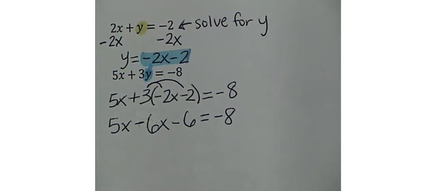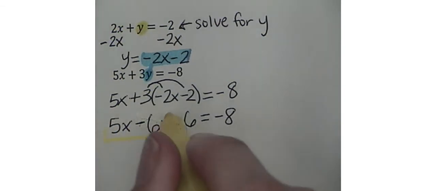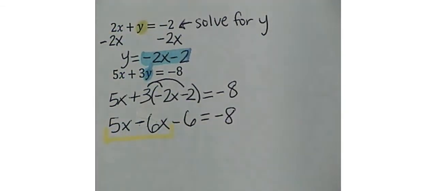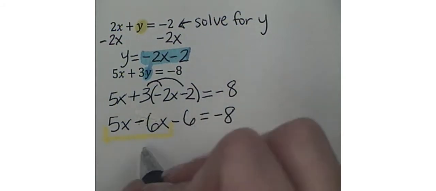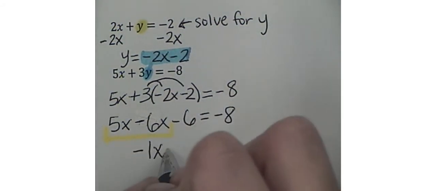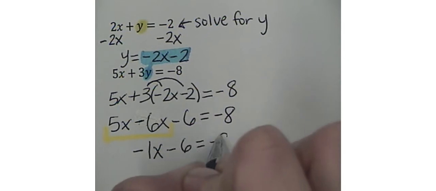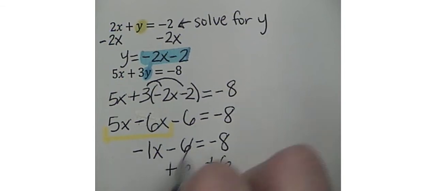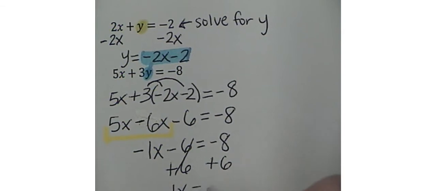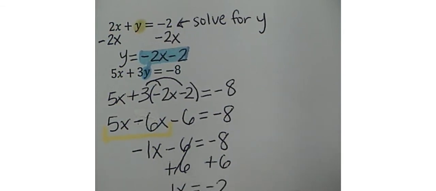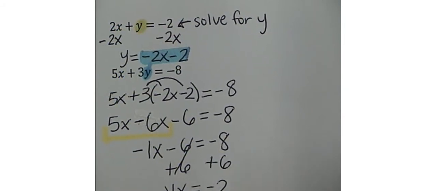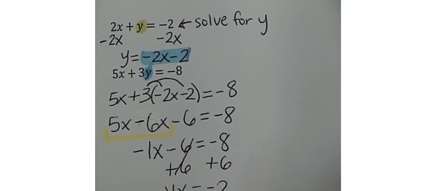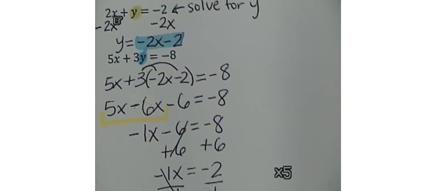Now I have like terms right here on the same side of my equal sign, so I'm going to combine these like terms. 5 take away 6, we get a negative 1x. Add 6 to both sides. Negative 1x equals negative 2. I can't have a negative 1, so I need to divide both sides. Those cancel. X equals 2. But we're not done with this question yet.